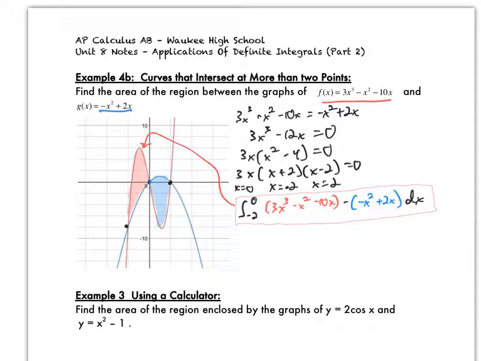Now what I need to do is add on this other area in between curves, and that's going to be the part that's in blue, which is going to go from 0 to 2. And then what I need to do is just reverse the order of integration here. So negative x squared plus 2x goes first, and then the cubic goes second. And again, this is all with respect to x.